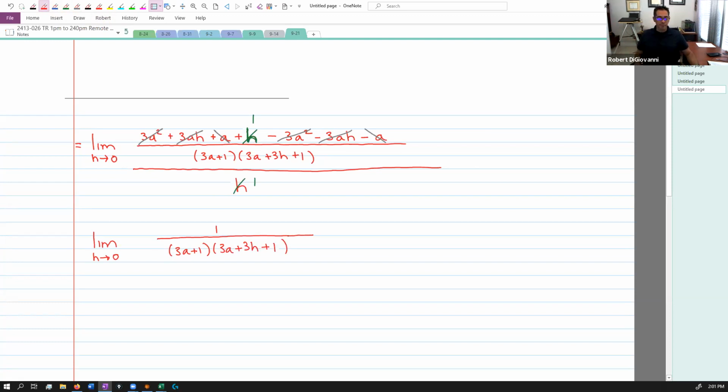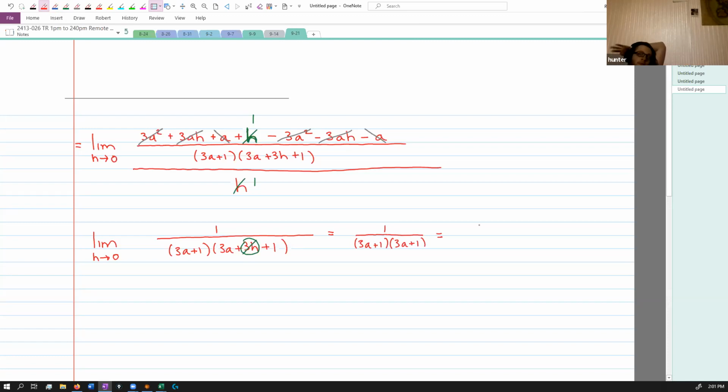Last step, let h go to 0. When you do that, this term goes away. Everything else is still there. That's the only term that has an h in it, right? So what you're left with is a 1 on top, then over 3a plus 1. And then the other parenthesis is also a 3a plus 1, isn't it? Yeah, so it could be 3a plus 1 squared. So you can put 1 over 3a plus 1 squared.